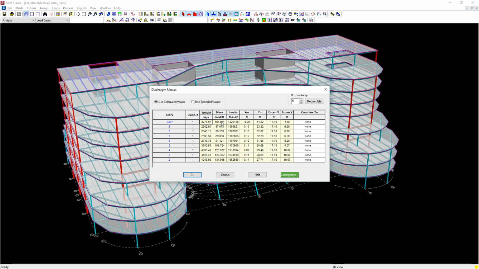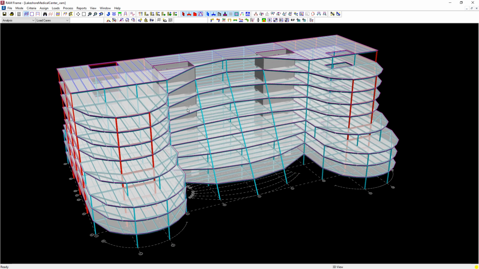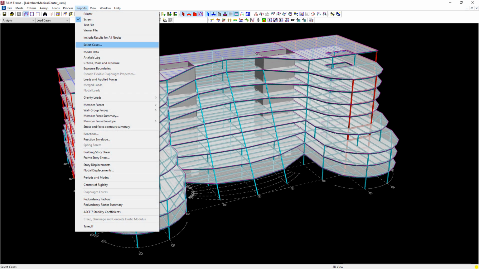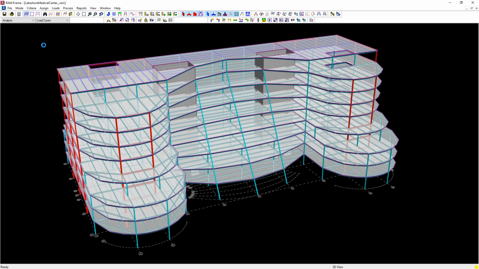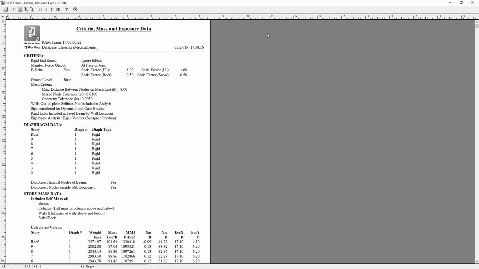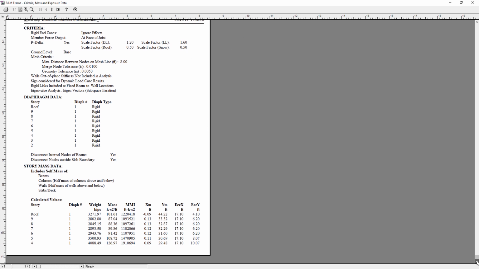We can also take a look at the masses as we saw a moment ago, and we can determine if there's a mass irregularity based on whether the mass has changed. And likewise, we can take a look at the criteria mass and exposure data report and see that same information. And so again, from this, we can determine if there is a mass irregularity.